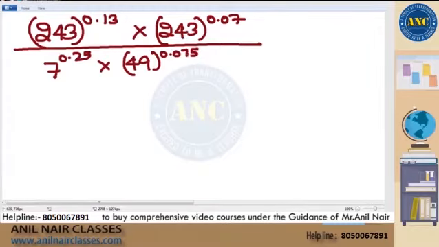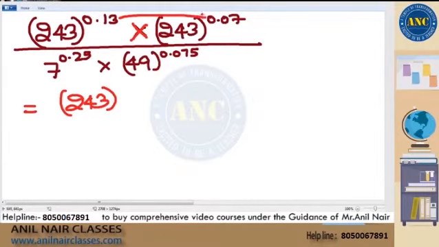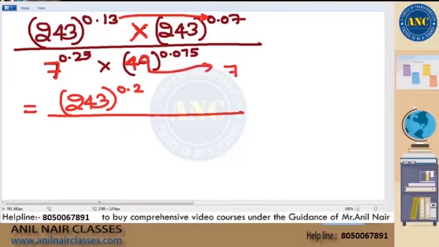Can I say that numerator bases are same? I will keep only one base. I will keep the base as 243 because they are multiplied in the numerator. Add the powers. 0.13 plus 0.07 is 0.2. Again, denominator base here is 7. 49 is the second base, but 49 is 7 square. That means this can be written as 7 square to the power of 0.075. That means again I can make the base the same. Here the base is 7. Here also base is 7 because 2 into 0.075 is 0.15, right?